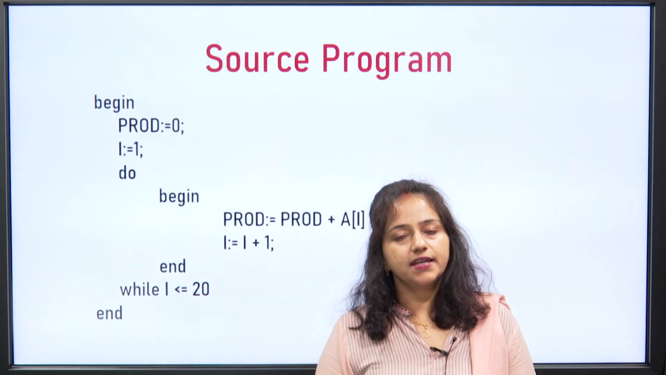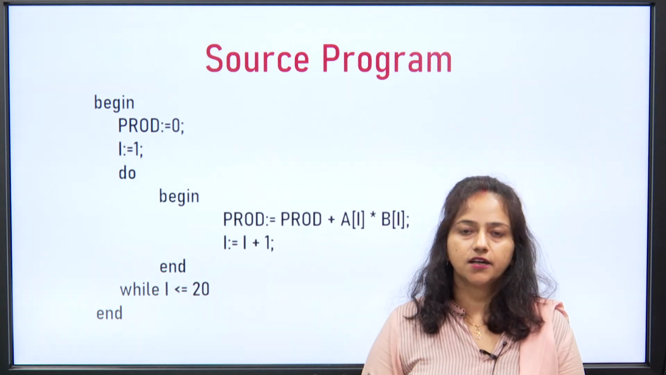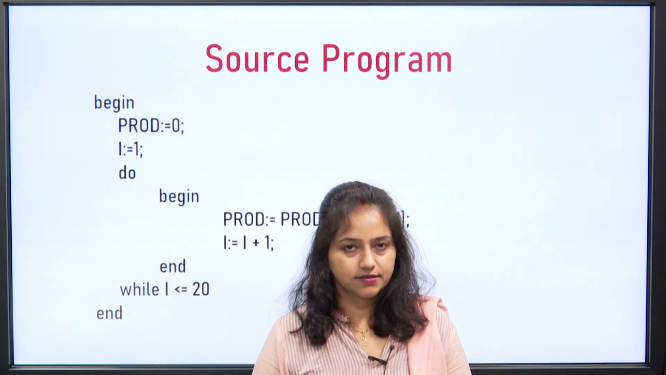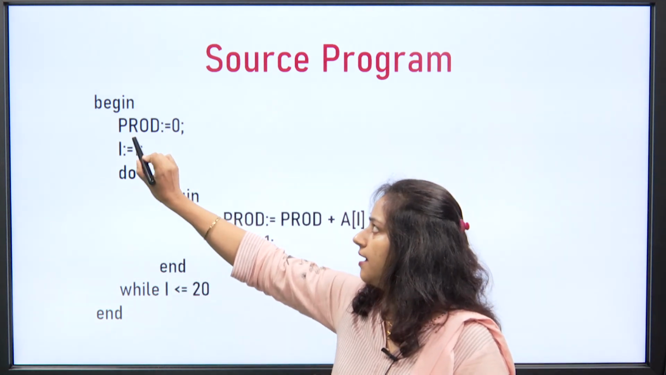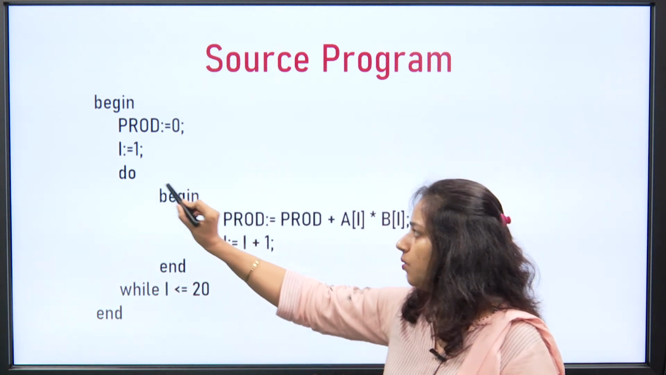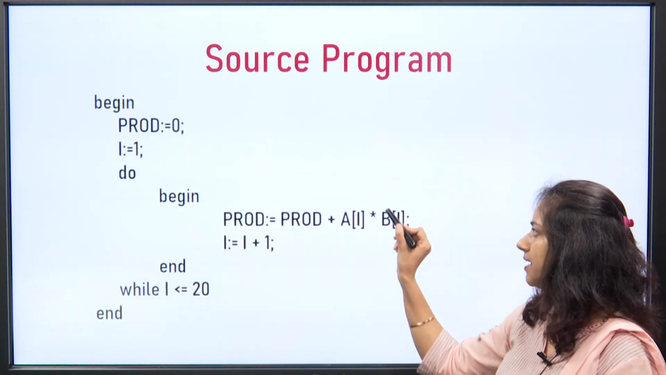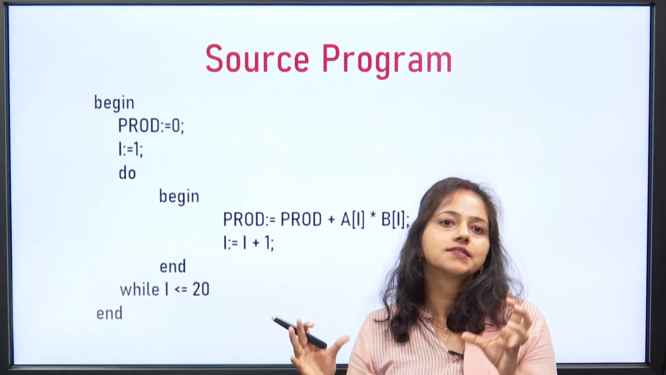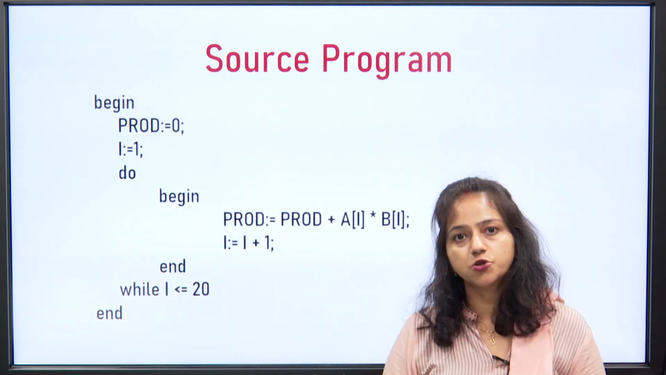Now, we will take one example to understand the code optimization techniques and the basics related to designing blocks, finding the leaders and doing the data flow analysis. First, suppose we have this program where this is the beginning, then one variable product is equal to 0, i is equal to 1, then do, and in this begin product is equal to product plus a[i] into b[i]. There are two arrays and two indexes, the values at the two indexes need to be multiplied, and this will be added to product, and then again assigned to the product variable.